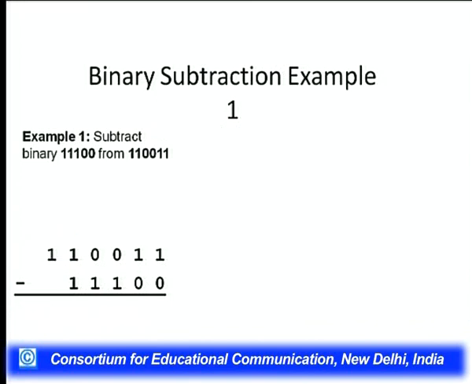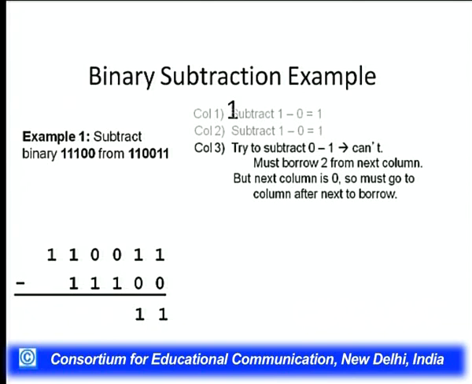So, if we see here, these are the numbers that you want to subtract. So, you have 1 1 0 0 1 1, and the number to be subtracted is 1 1 1 0 0. So, in the first step it is simple, 1 minus 0 is 1. So, you write 1. Again in the second column also 1 minus 0 is 1. So, you write 1. Now, in the third column you have 0 minus 1, which cannot be done. So, you must borrow 2 from the column on the left. So, the next column on the left is also 0.